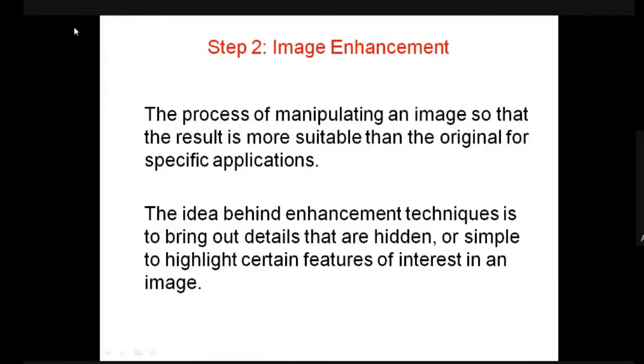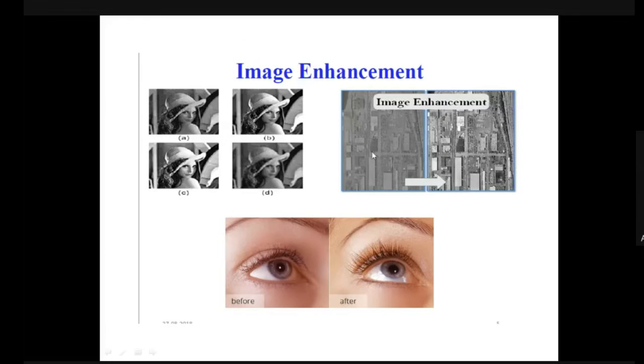Step 2 is image enhancement. Here we manipulate an image so that the result is more suitable than the original for certain applications. In an image, some details are hidden, so we want to highlight particular features. Then we go for image enhancement. For example, this picture is from Google Earth. It is not very clear, but if we enhance it, we get a clear picture.